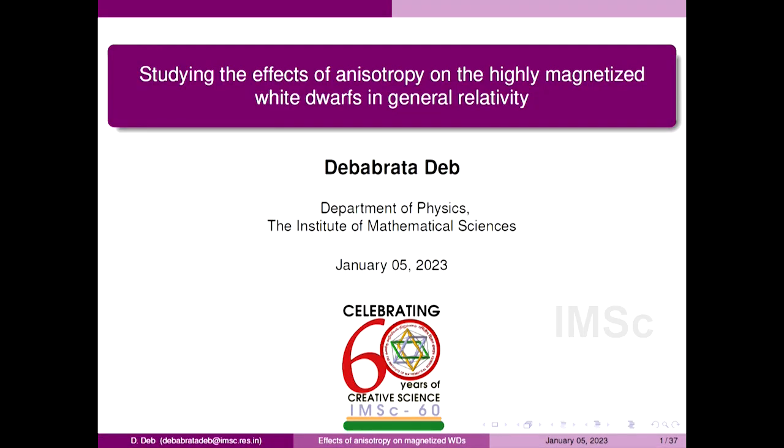So the work I am going to present today is titled Studying the Effects of Anisotropy on the Highly Magnetized White Dwarfs in General Relativity. And by magnetized white dwarfs, we are going to basically focus on the super Chandrasekhar white dwarfs and study the combined effects of anisotropy and magnetization on the super Chandrasekhar white dwarf. And I am going to tell you later what actually a super Chandrasekhar white dwarf is.